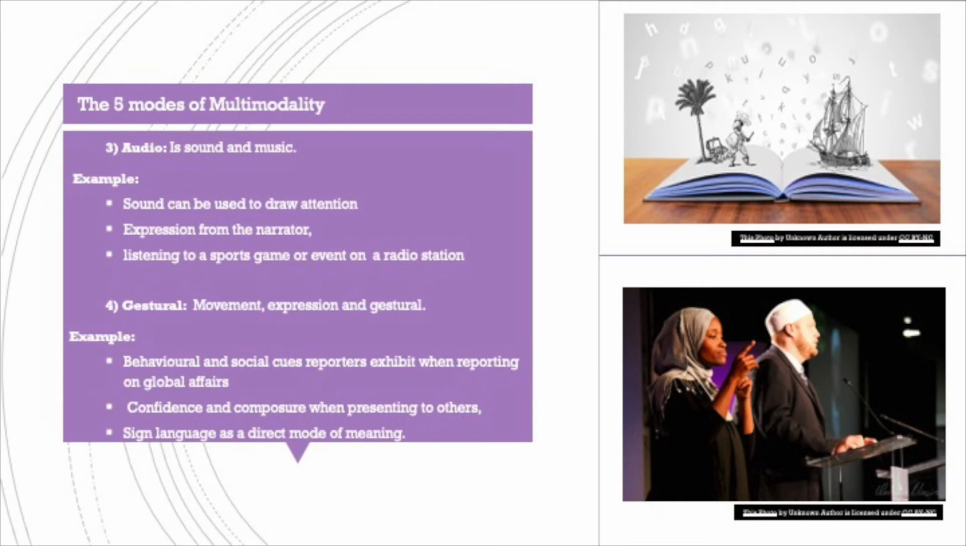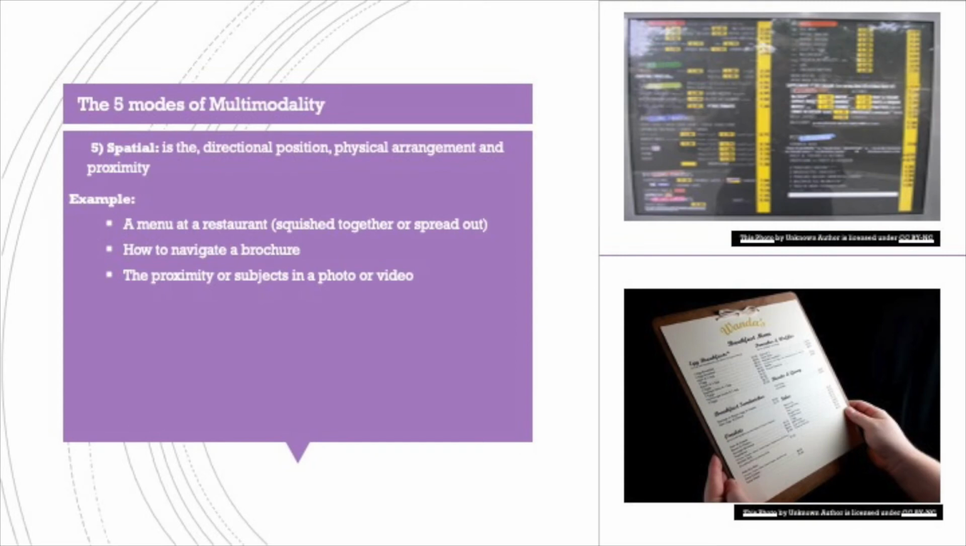Lastly is spatial. This is directional position, physical arrangement, and proximity, such as a menu. Is it all squished together and confusing, or is it spread out, clean, neat, and tidy? How to navigate a brochure, or even the proximity of subjects in a photo or video.